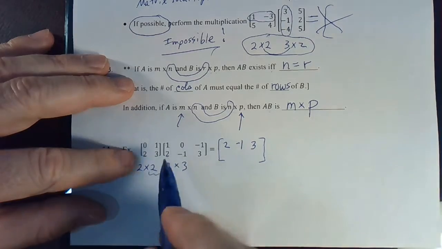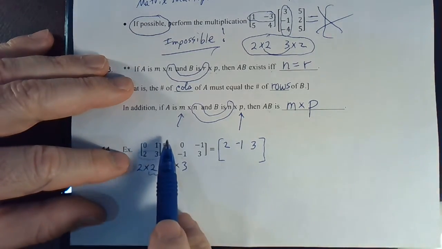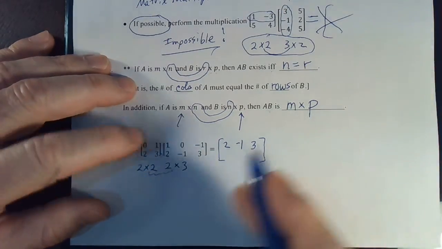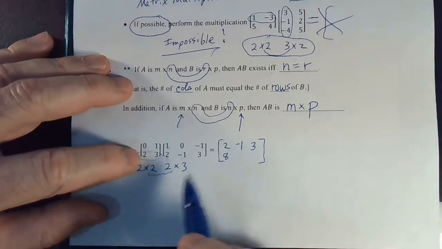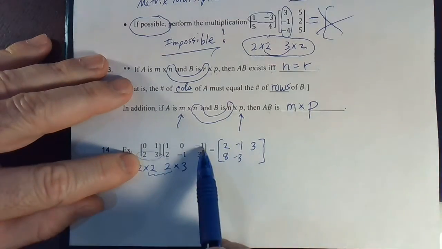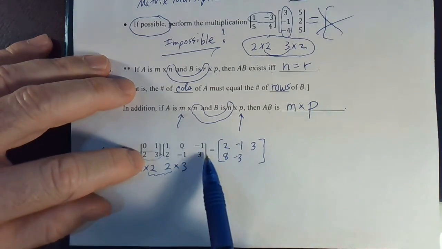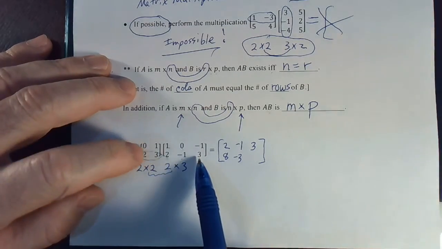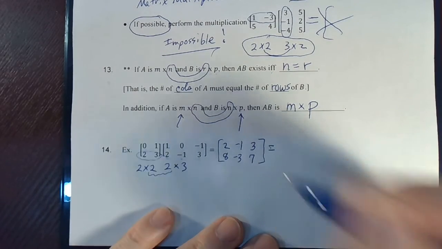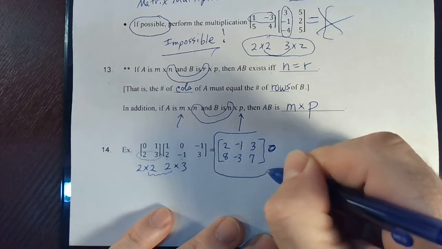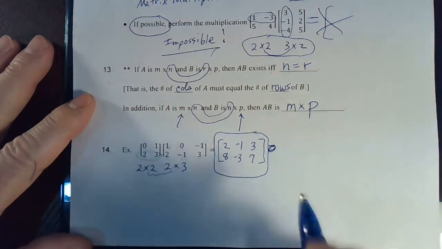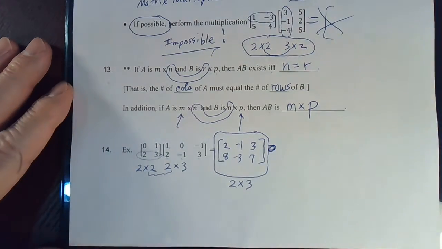All right, now we're down on row 2, so we're going to take this row and multiply it by column 1, column 2, column 3. 2 plus 6, 8. 0 plus negative 3, negative 3. Negative 2 plus 3 times 3 is 9. Negative 2, 9, add them together, and we get a 7. So this is the product matrix. This matrix times this matrix, 2 by 2 times 2 by 3 gives us a 2 by 3 matrix.